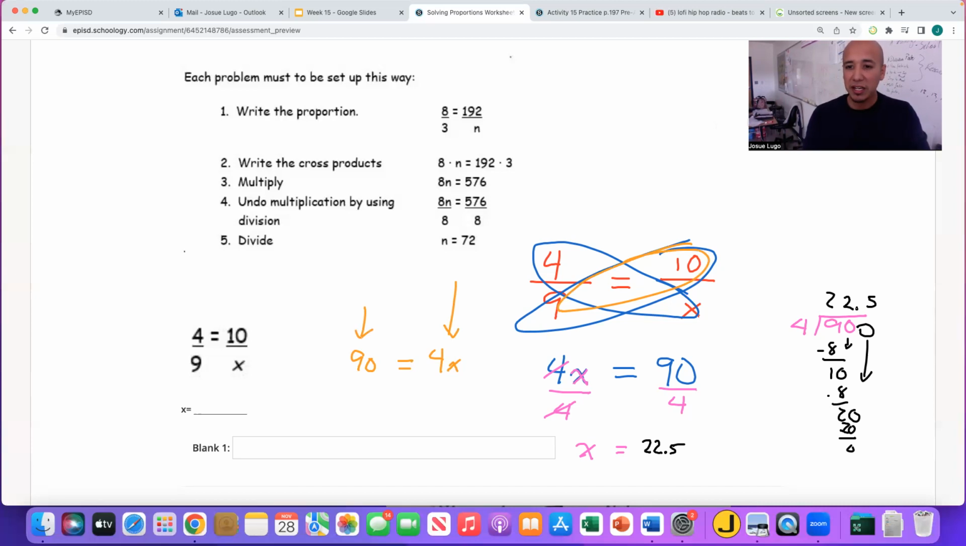After that, you simply divide, and you always divide by the number next to the variable. So in this case, we have 4 next to the x, so that means that I have to divide by 4. And whatever you do to one side, you do to the other. By working that out, ladies and gentlemen, that'll give you your answer. Let's try another one.